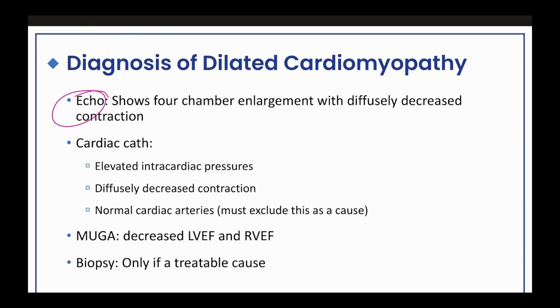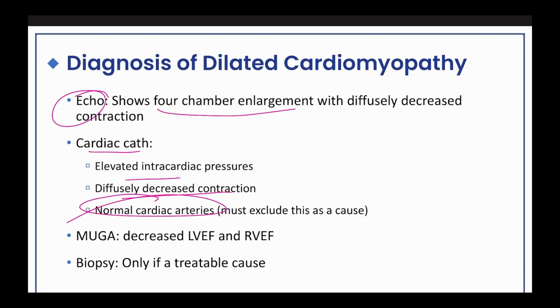Diagnosis, you're going to need an echo on these patients for sure. Shows the 4-chamber enlargement and shows how weak the squeeze is. You can do a cardiac catheterization as well. You're going to see elevated pressures inside the heart, decreased contraction, normal cardiac arteries. This is why you would want to do a cath on this patient, because we want to make sure that the vessels, the coronary vessels, are okay. Because if they're not okay, that could be leading to the issues that they're having.